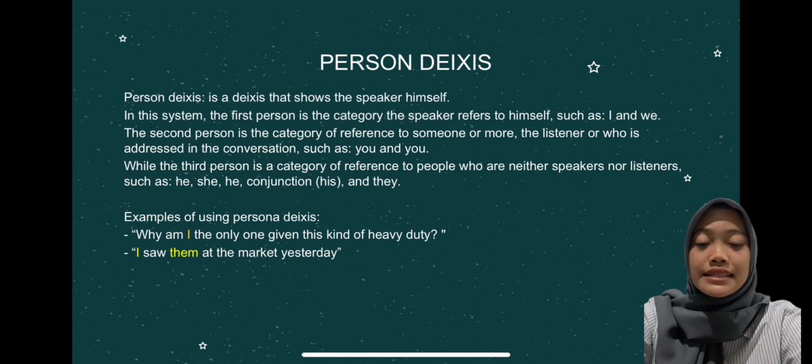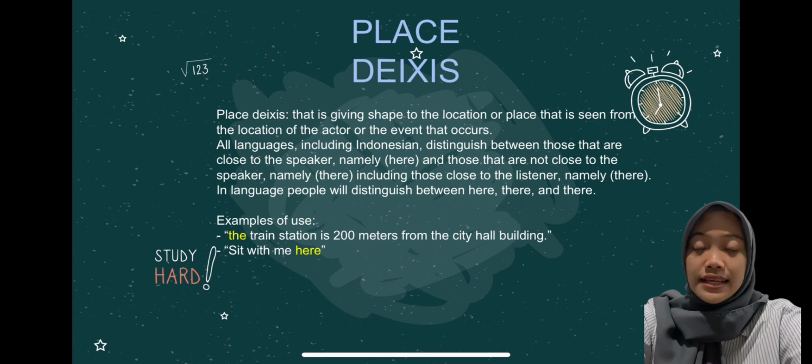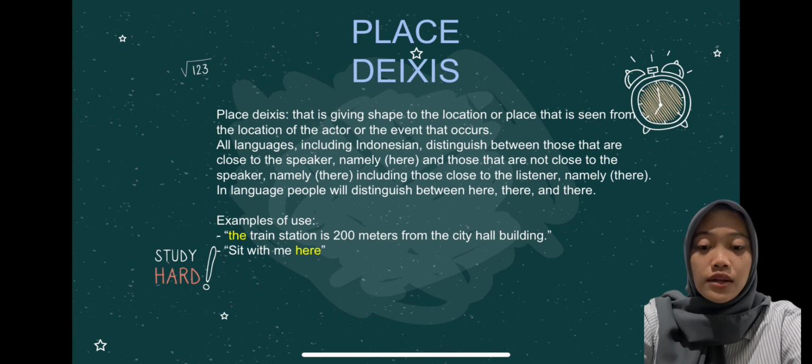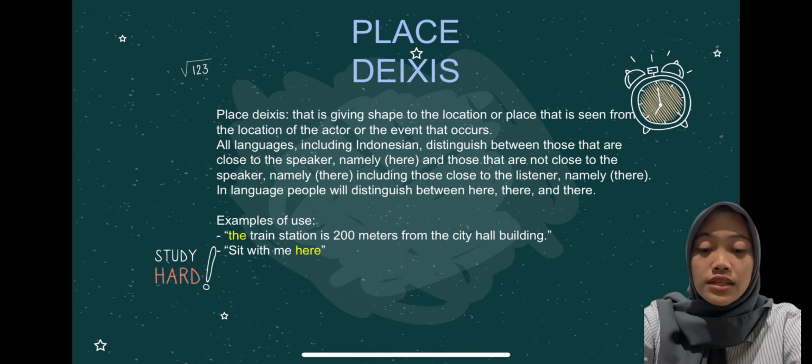The second is place deixis. Place deixis is giving form to the location or place that is seen from the location of the actors or the event that occurs. All languages, including Indonesian, distinguish between those that are close to the speaker, namely here, di sini, and those that are not close to the speaker, namely there, di situ, including those close to the listeners, namely there, di sana. In language, people will distinguish between here, there, and there, di sana.